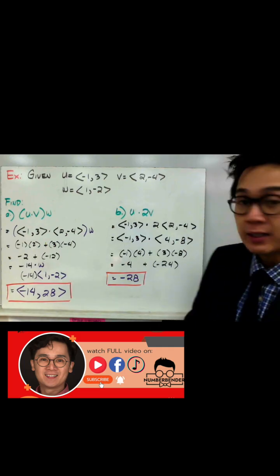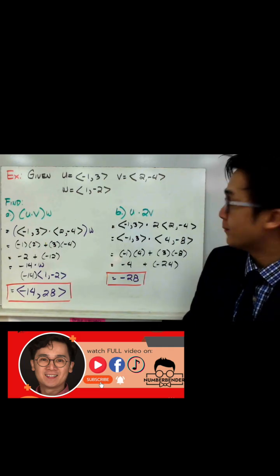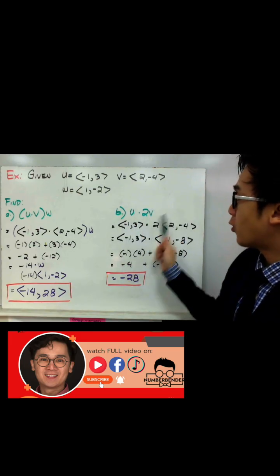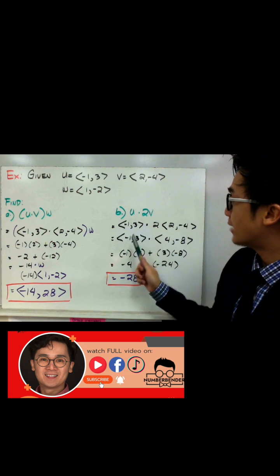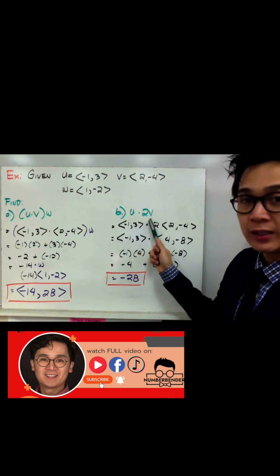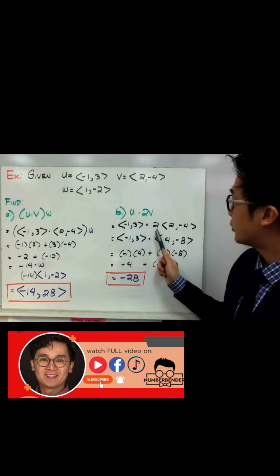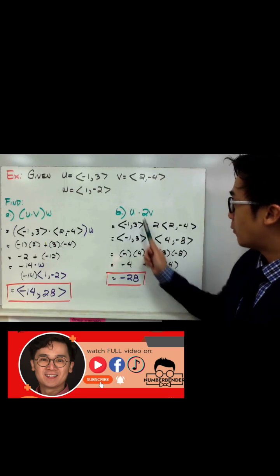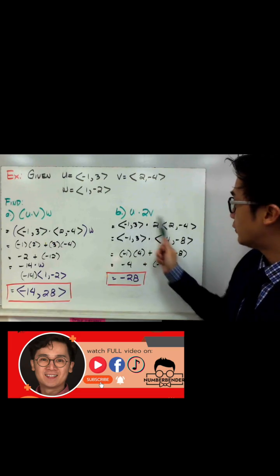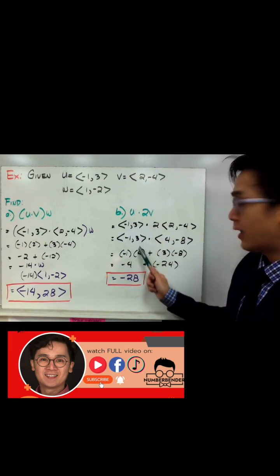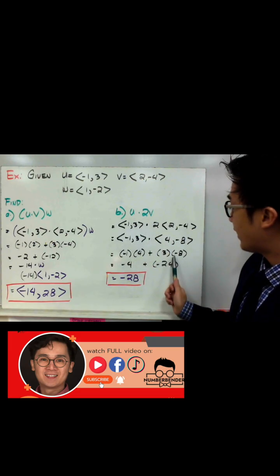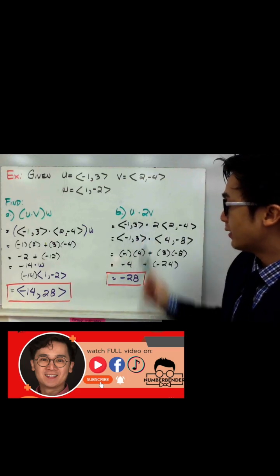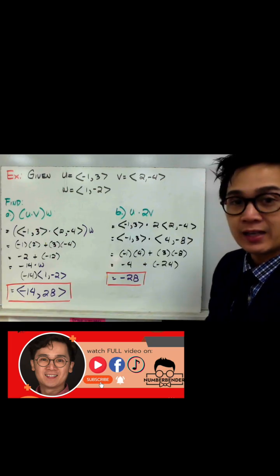Now for letter B, I have u dot twice of v. So in this case, I'm going to have two vectors, and I'm going to perform these operations to get my answer. So first, let's simplify twice of v by scalar multiplication. So 2 times vector (2, -4) will give you (4, -8). Now perform the dot product for u and 2v, and you'll have -1 times 4 plus 3 times -8, which gives you -28. So the product of u dot 2v will give you a scalar, which is -28.